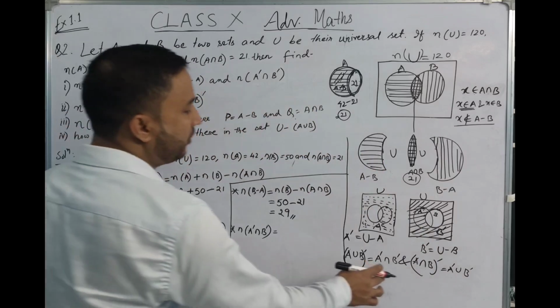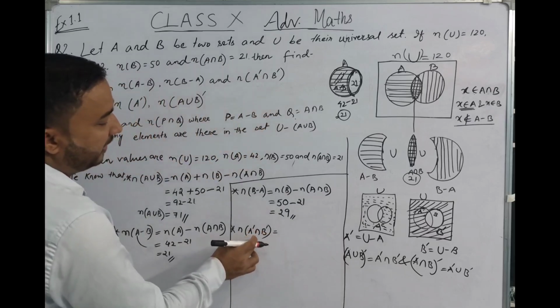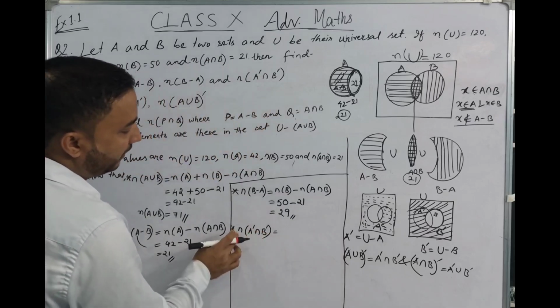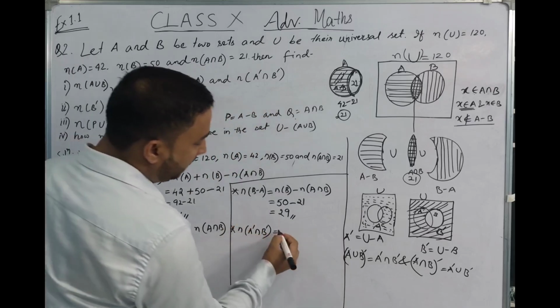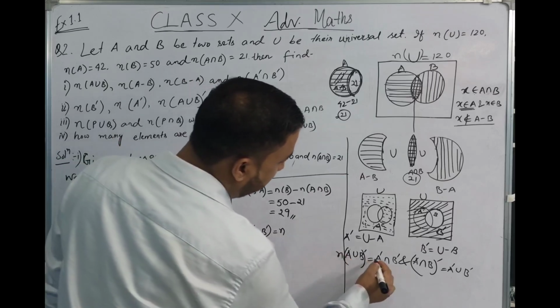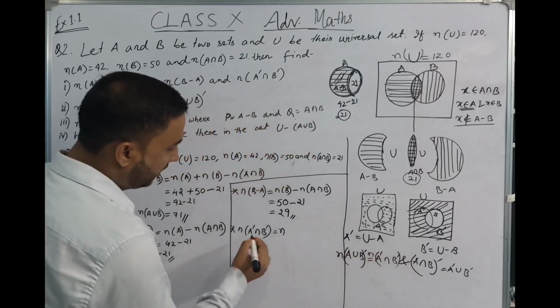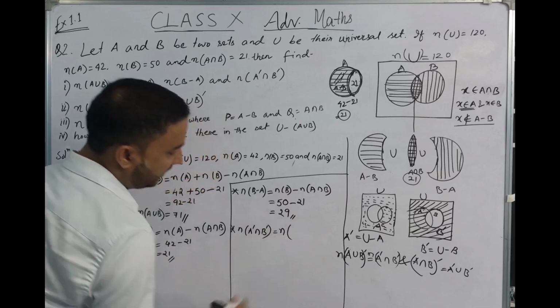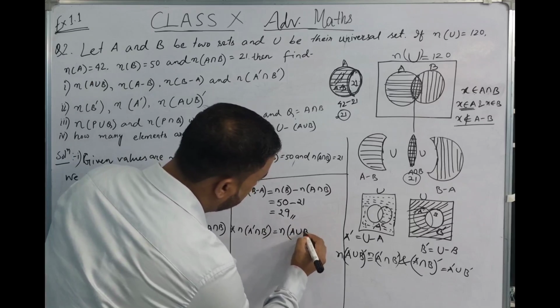Okay, so we will be using this formula to get the value of the number of A complement intersection B complement. Now, it will be equal to what? If you just put n here, you will have the number of A complement union B complement.